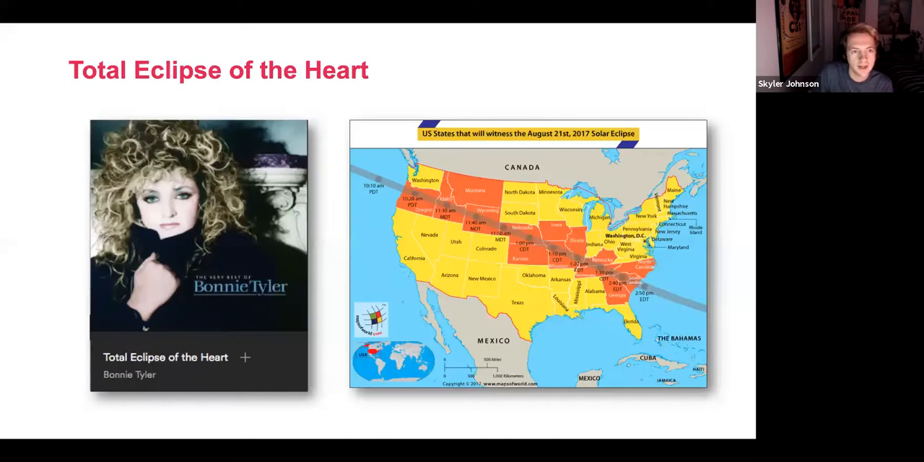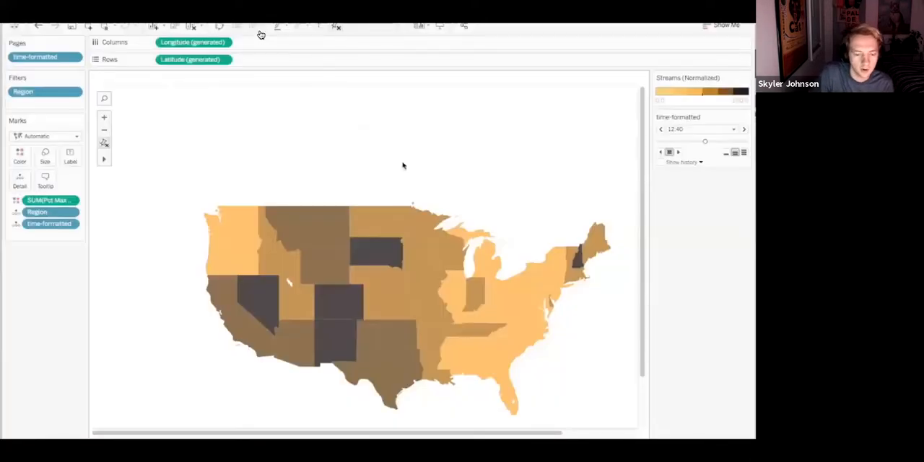Like I said, it was about streams of the song Total Eclipse of the Heart as the solar eclipse was passing. We got data in 10-minute intervals of how many streams each United States state streamed of the song. And we brought it into Tableau.